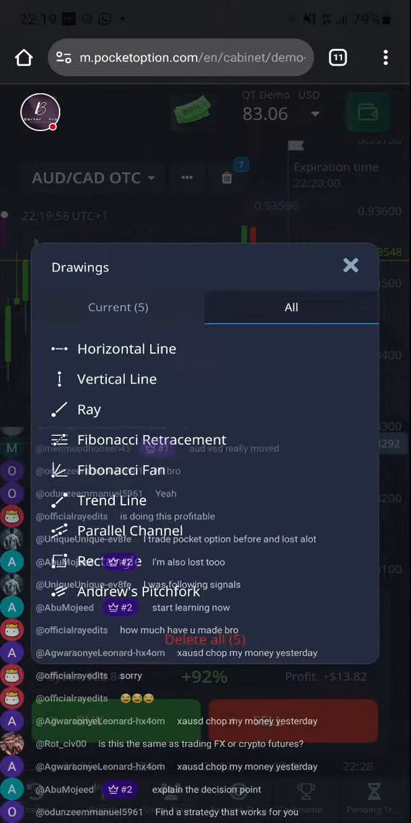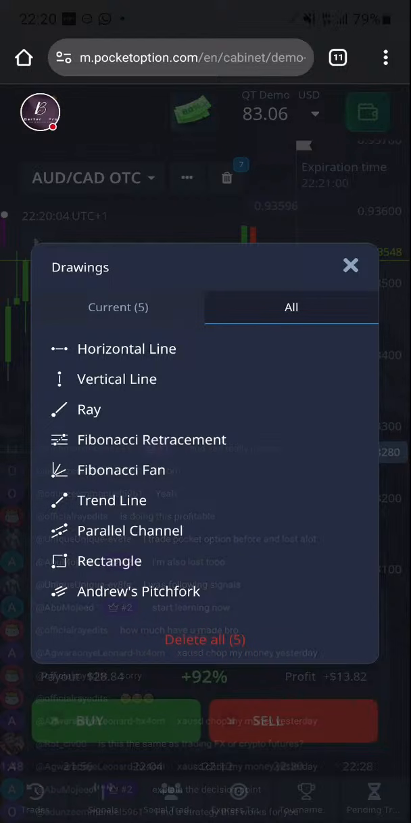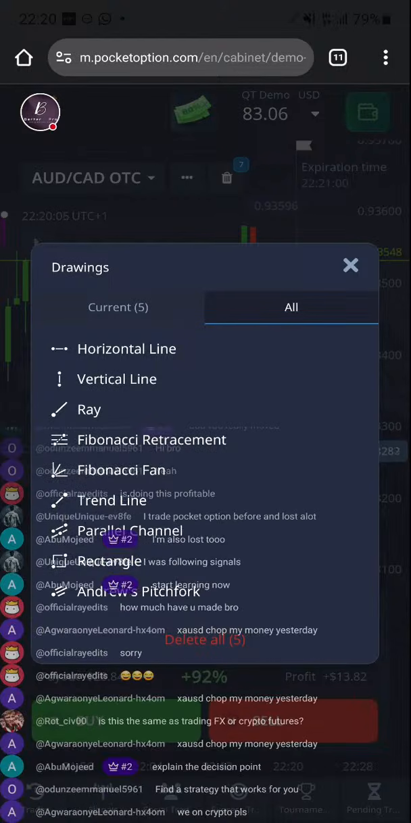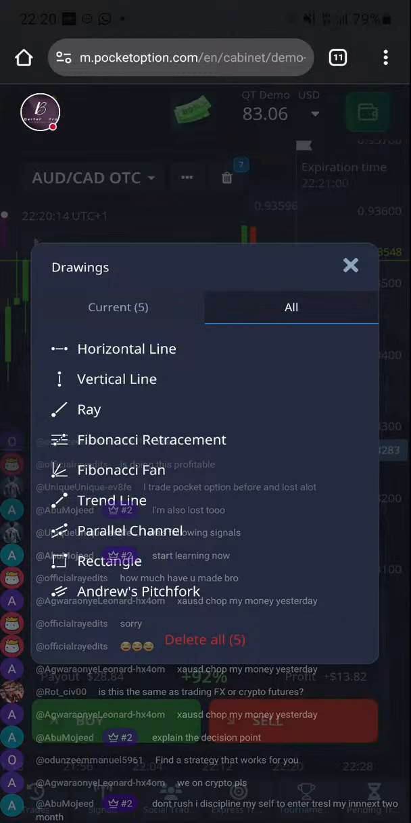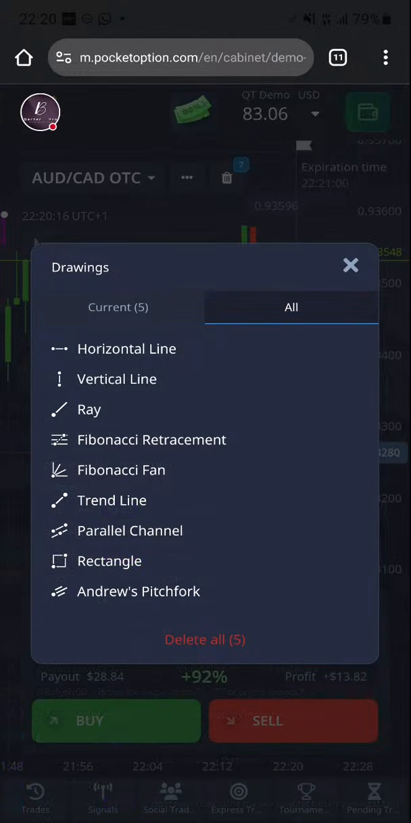So if you're a beginner here, exactly, you're correct. The thing is to find a strategy that works for you, and you refine that strategy. You refine it until you get to that point. Even if you're on crypto, you still need to know what you're doing. You get the gist. So that's how it is basically.